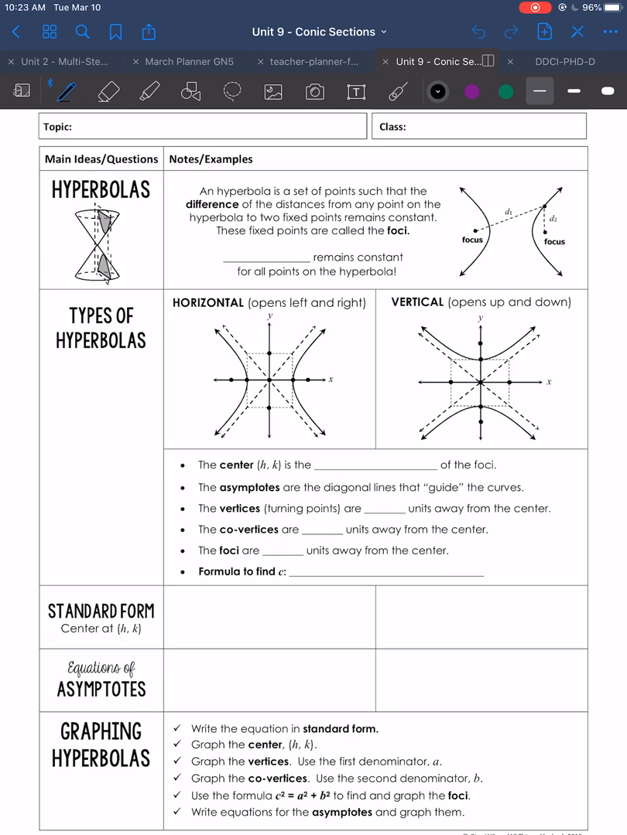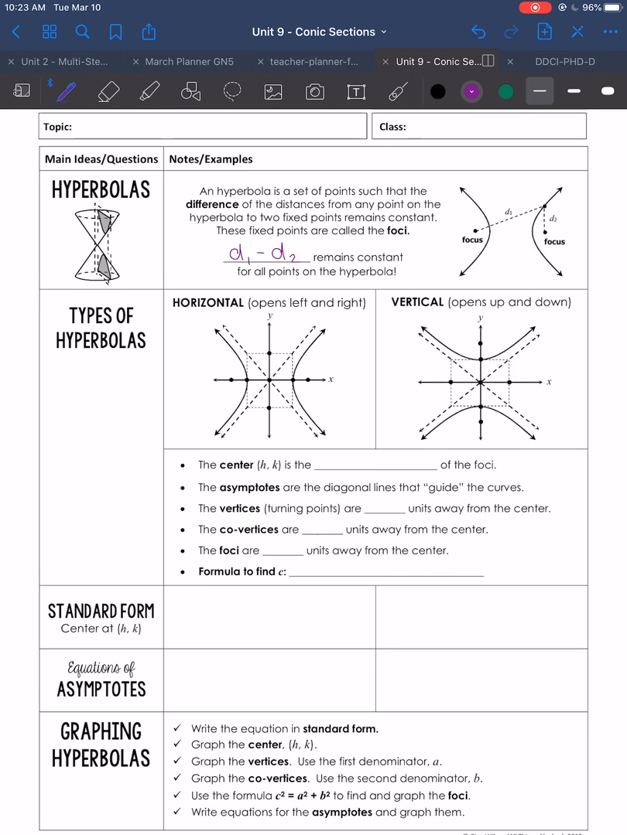In this video, we're going to talk about hyperbolas. A hyperbola is a set of points such that the difference of the distances from any point on the hyperbola to two fixed points remains constant. And these fixed points we still call foci, the same foci we talked about when we had ellipses. But it's going to be d1 minus d2 remains constant.